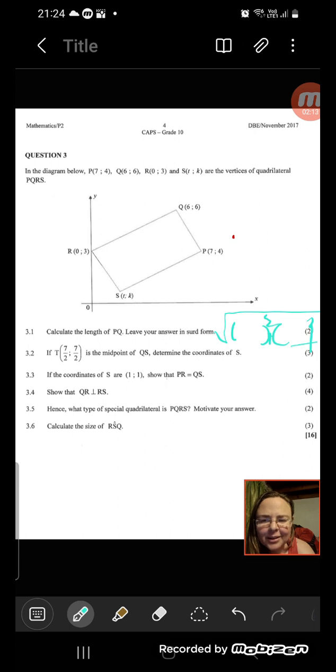Cool. 3.2. If T is the midpoint of Q, S, so it's kind of the midpoint of the diagonal, determine the coordinates of S. Okay, so you go, what is going on here? What have I got to do? I've got to go QS. Okay, QS has a distance.